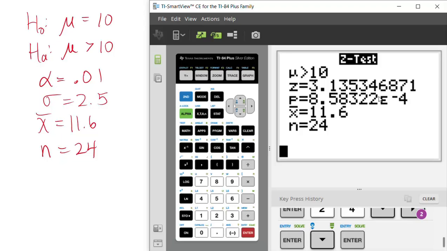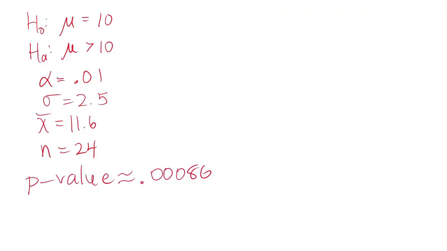So what's going on? This is in scientific notation. This isn't a large probability. It's a very, very small probability. That -4 is telling you to move that decimal point 4 places to the left. Our p-value is approximately 0.00086. This is a very small probability.